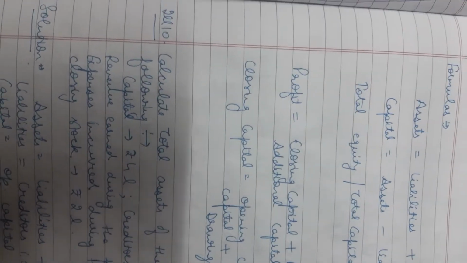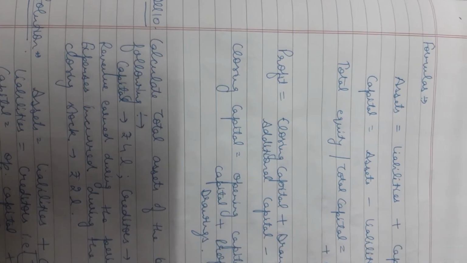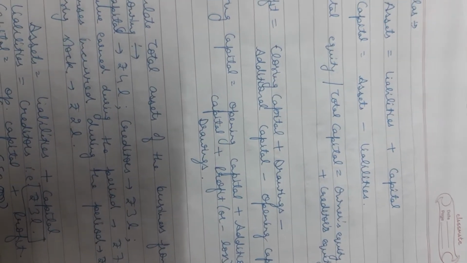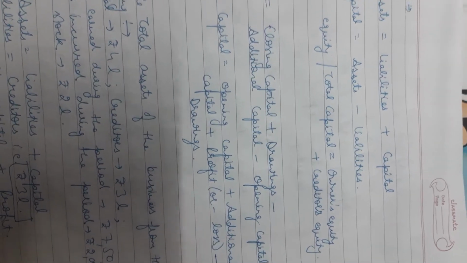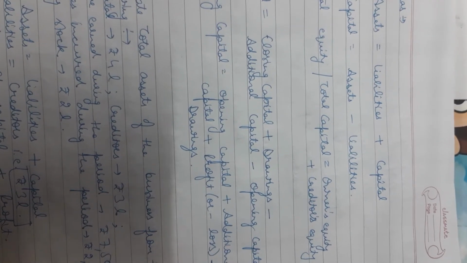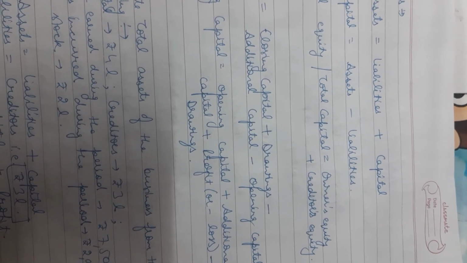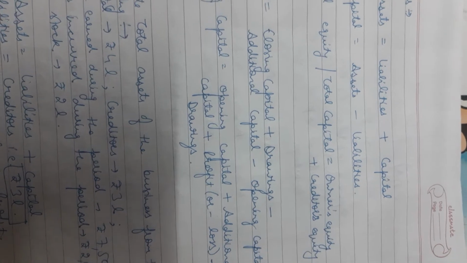So total equity is equal to owner's equity plus creditor's equity. Next, profit. The profit is calculated with the formula closing capital plus drawings minus additional capital minus opening capital. The reason we are adding drawings and deducting additional capital is that we are taking closing capital as the start.